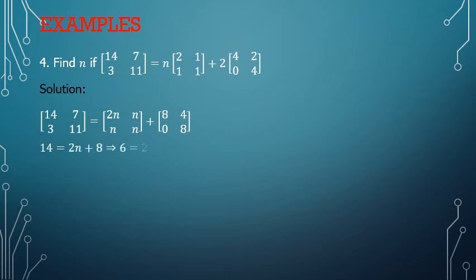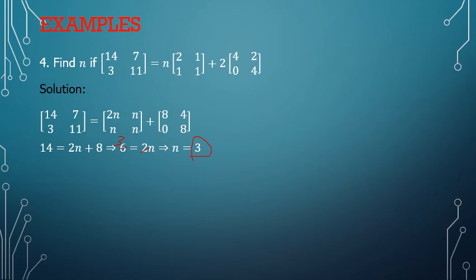So if it is 14 minus 8, you get 6. So 2n is 6. If you divide both sides by 2, you'll get 3. So n is 3 as your answer.